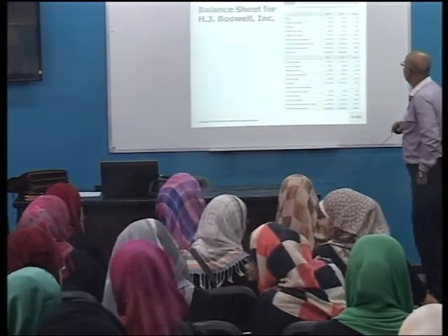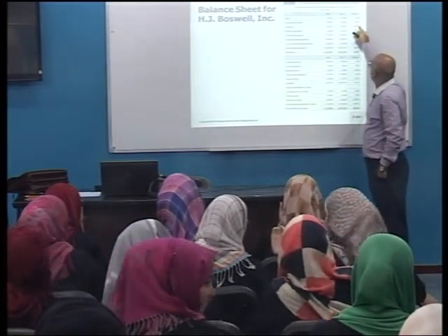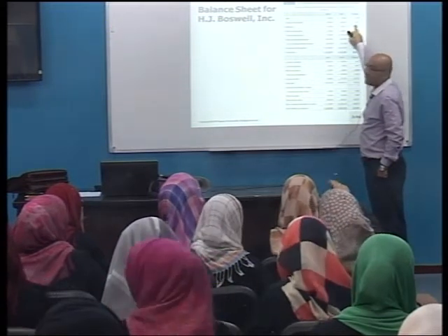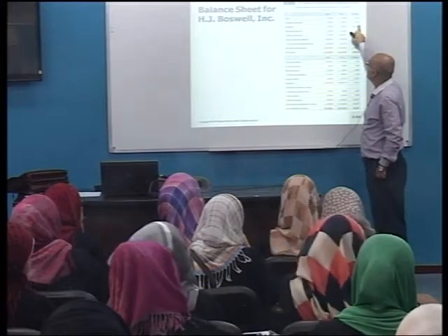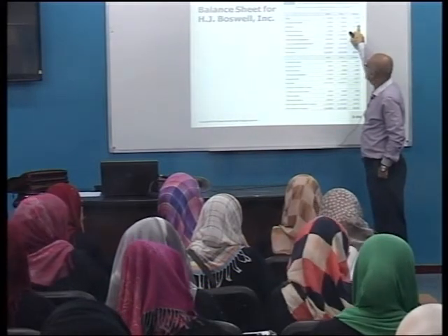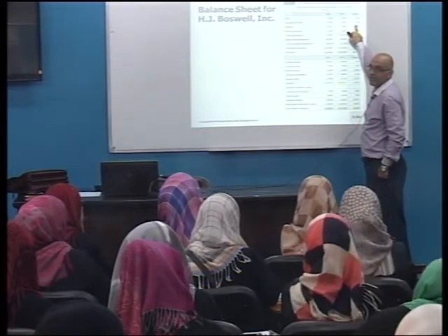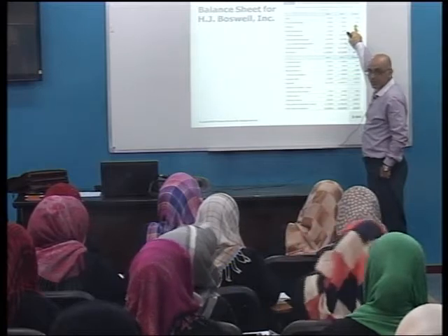Okay, look at the changes. Just remember these changes. So we have in accounts receivable 22.5. Is this a use or a source? Be careful, look at this carefully. It is a use, not a source.